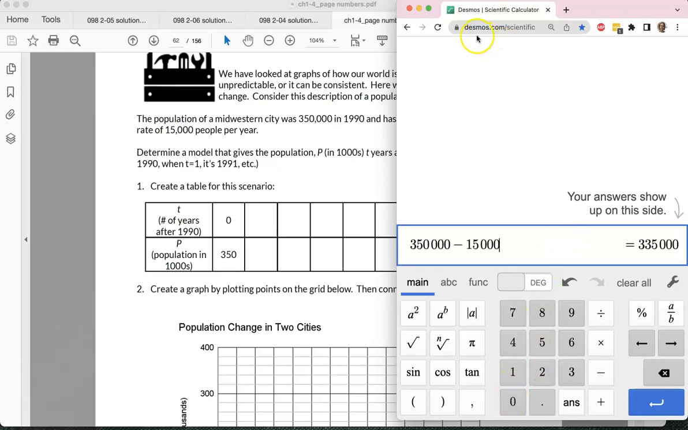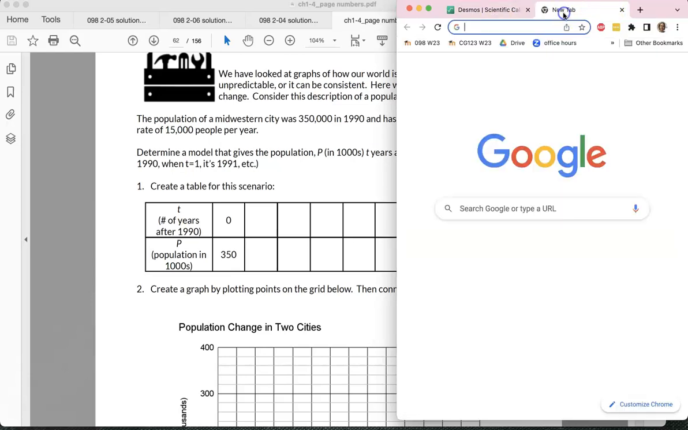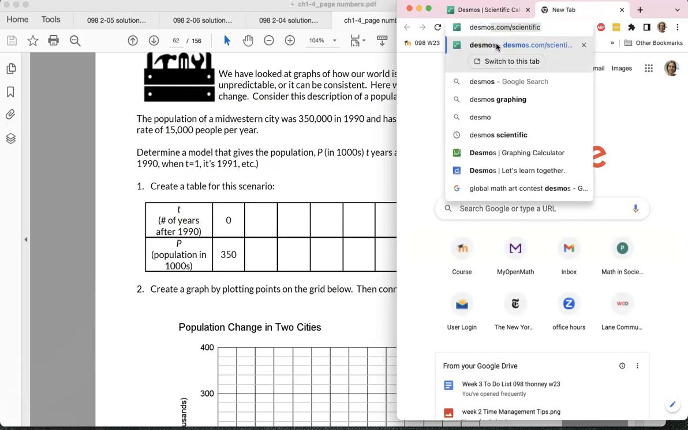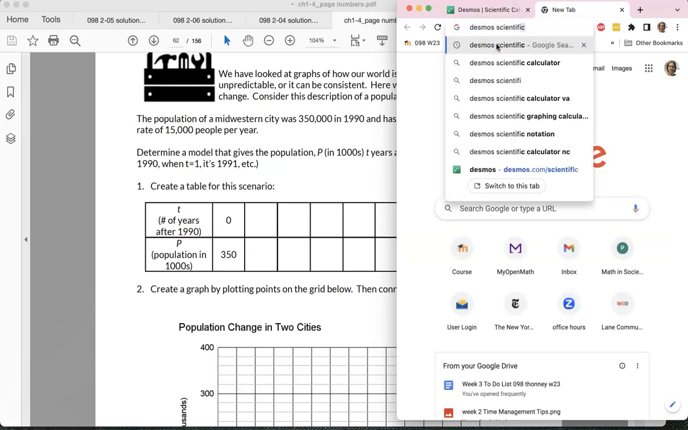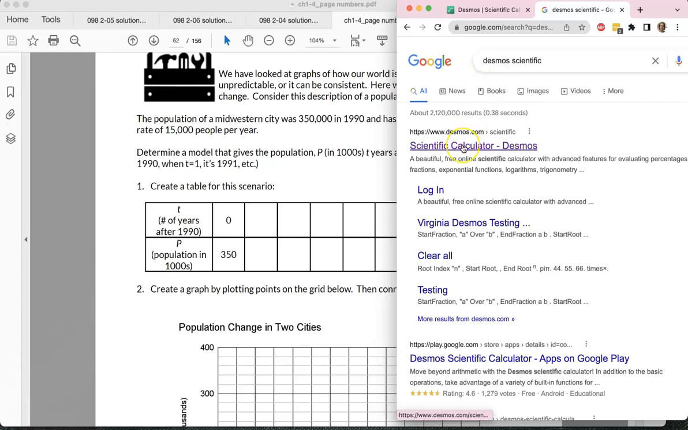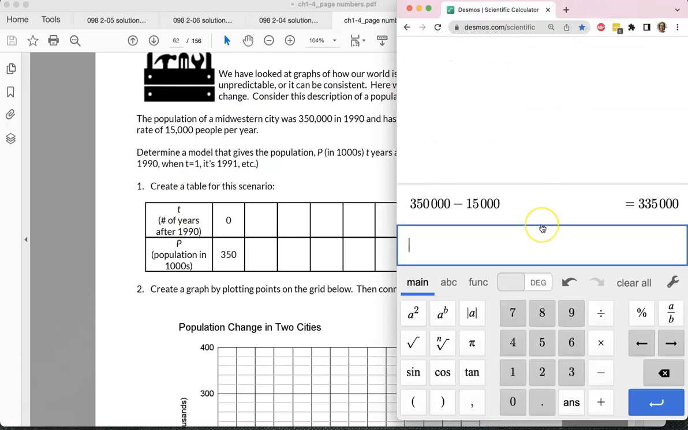I'm using this calculator called the Desmos Scientific Calculator. And if you want to find it, you can just type in Desmos Scientific, and that's the first calculator. It's not the graphing calculator, it's a simpler one, a scientific calculator. So I recommend this one. We get 335,000, so that would be the next answer here, 335.